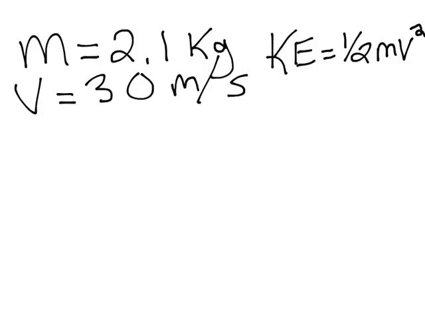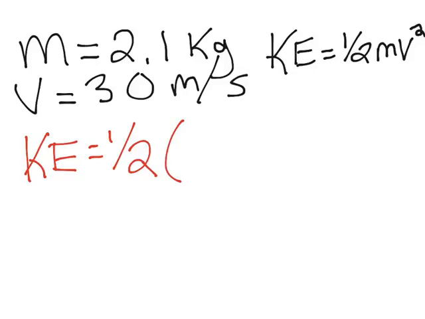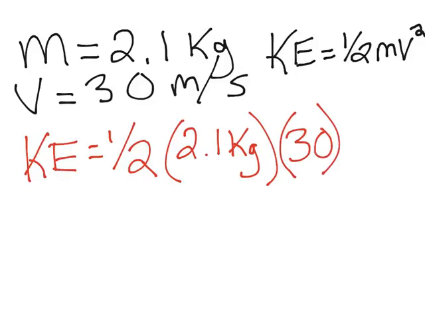So to solve it, I'll use red. We're trying to find the kinetic energy. So the half doesn't change. Now let's plug in our mass. Well, they said our mass was 2.1 kilograms. And then our speed was 30 meters per second. So if we plug that in, don't forget to square the speed.